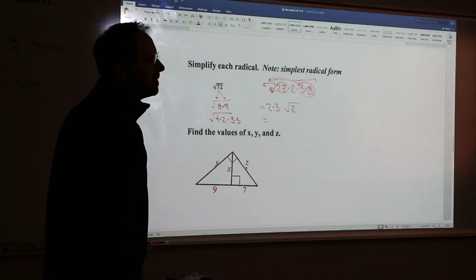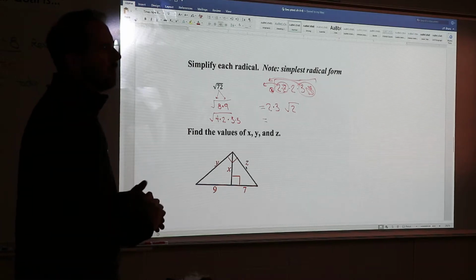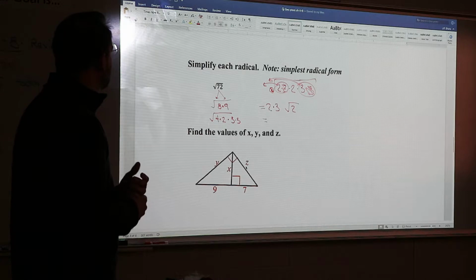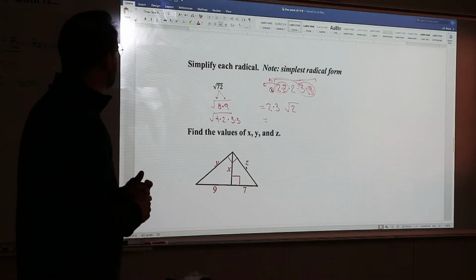Okay, questions on how to simplify radicals? We spent a lot of time on that. I think we spent 3 or 4 days doing radicals. So go back and you can check those out. That was the beginning of chapter 8. Maybe you're starting to do that. Simplify radicals and whatnot.